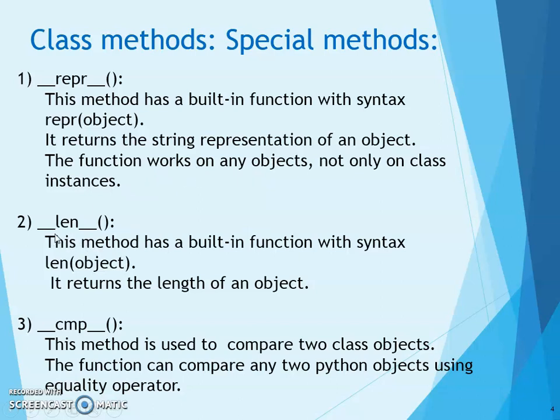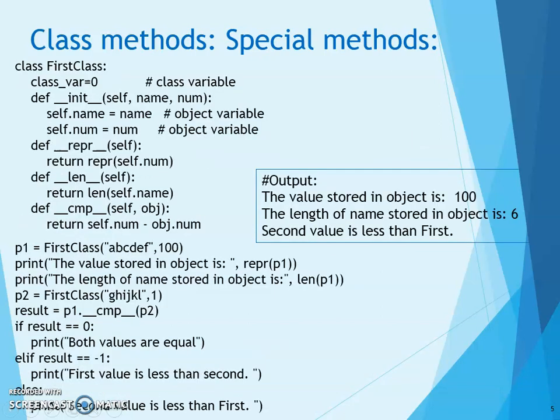The next special method is length, that is __len__. This method also has one inbuilt function with the syntax len(object). It returns the length of the object that we are passing here. The next method is compare, __cmp__. This method is used to compare two objects, that is two class objects. This function can compare any two Python objects using the equality operator. So we'll see the example of this.